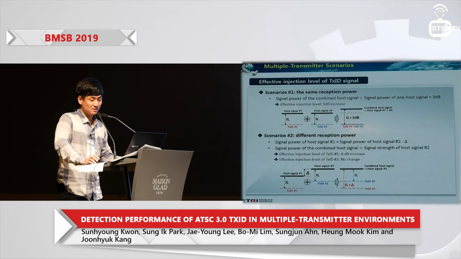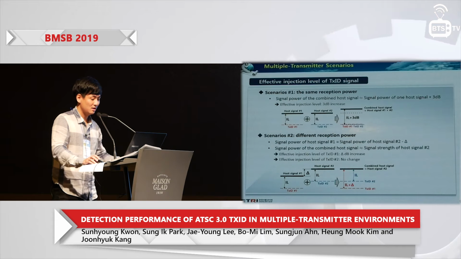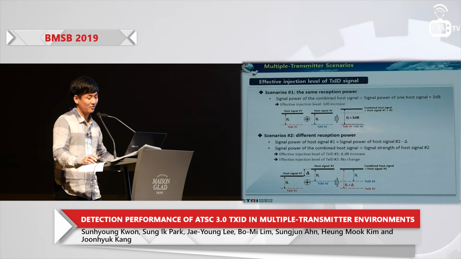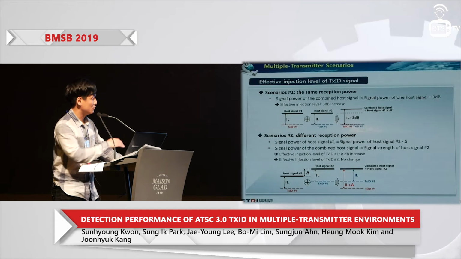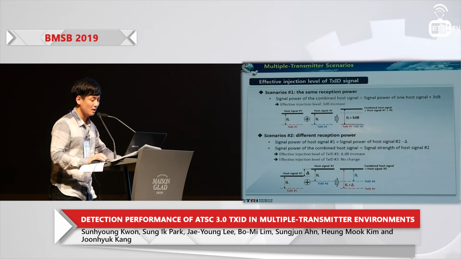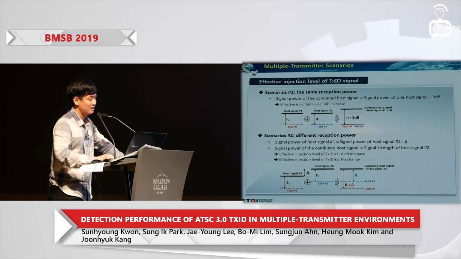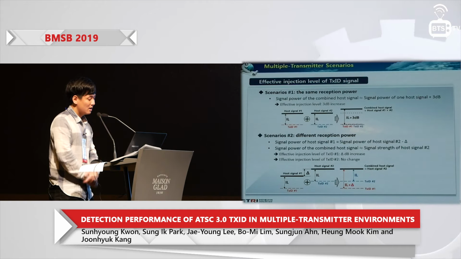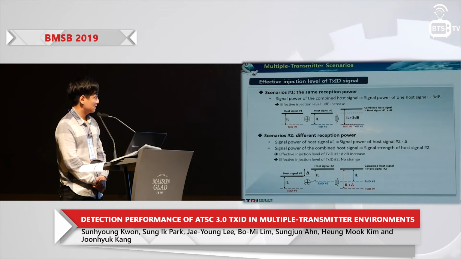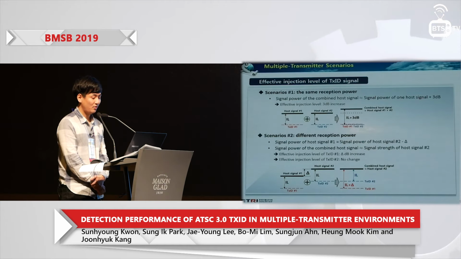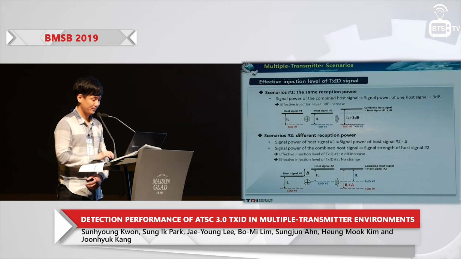So how difficult is it? It depends totally on the power difference between the reception powers. As a result, the effective TxID injection level of the transmitter with weak reception power can be defined as the original injection level plus the amount of difference between the reception signals when the power difference is sufficiently large.